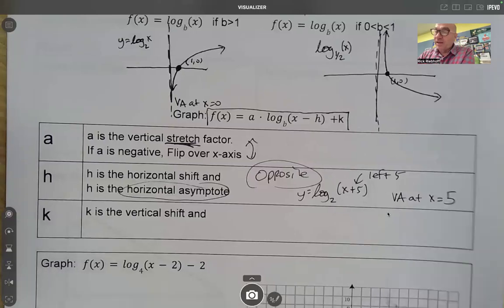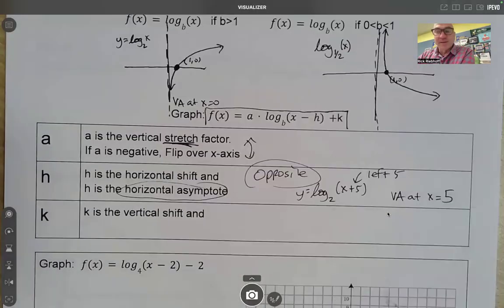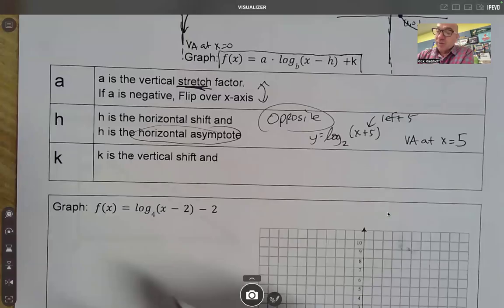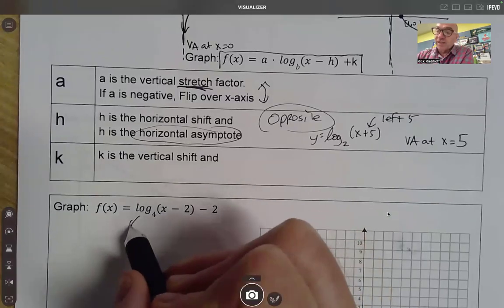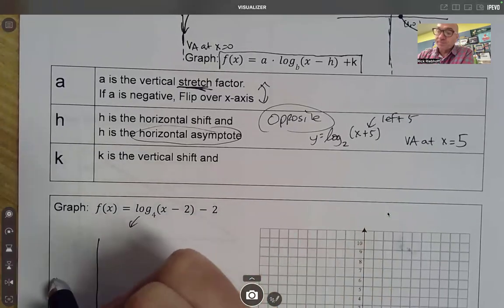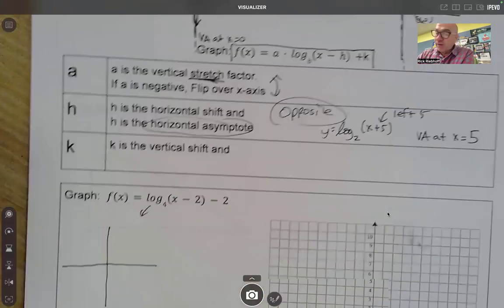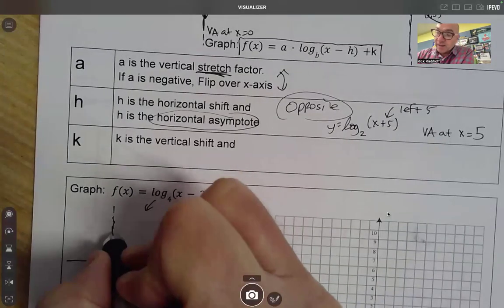All right, so looking at this example, we only have one example. This is going to be fast. All right, so we have log base 4. So as soon as I see log base 4, I'm going to say it's going to look like this.